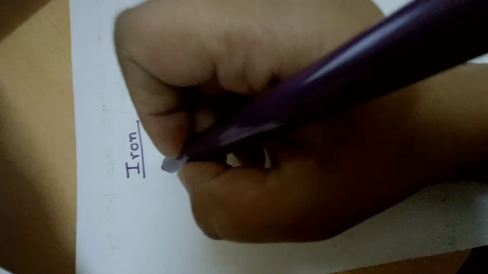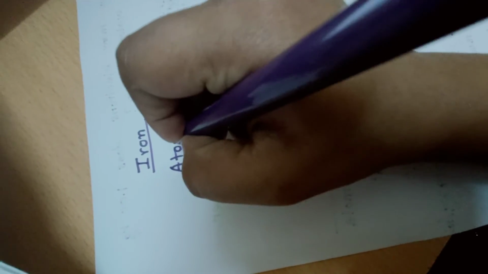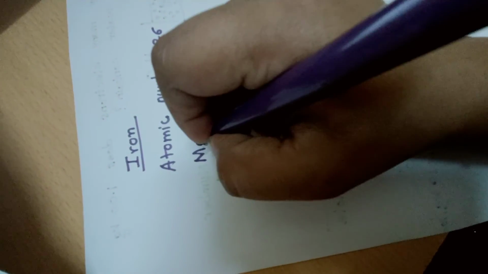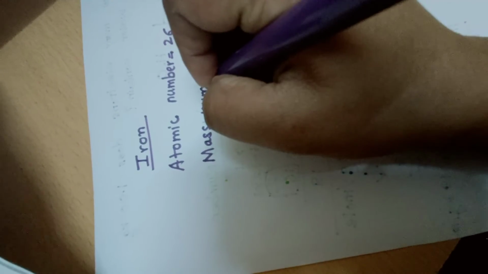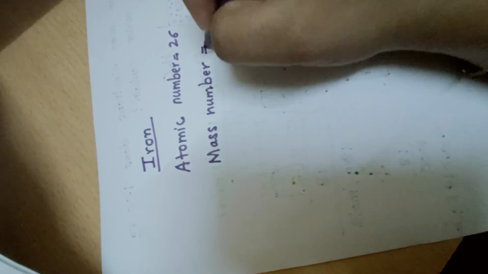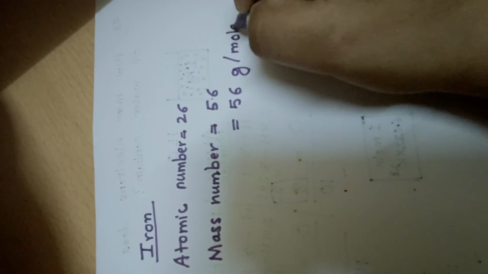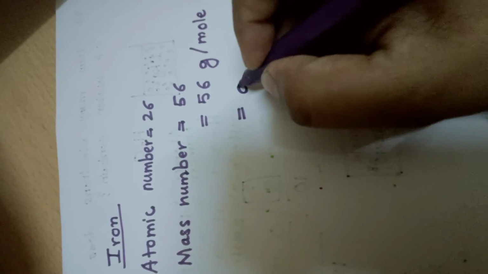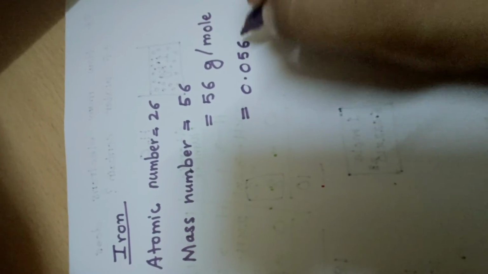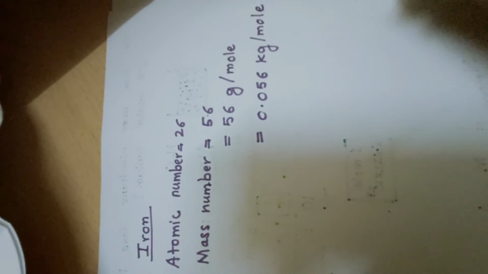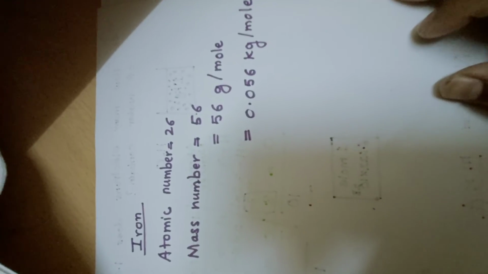So let's do that. For iron, the atomic number is equal to 26 and the mass number is 56, which means it has 56 grams per mole, or on changing it into kilogram it will be 0.056 kilogram per mole. So this is the meaning of mass number.